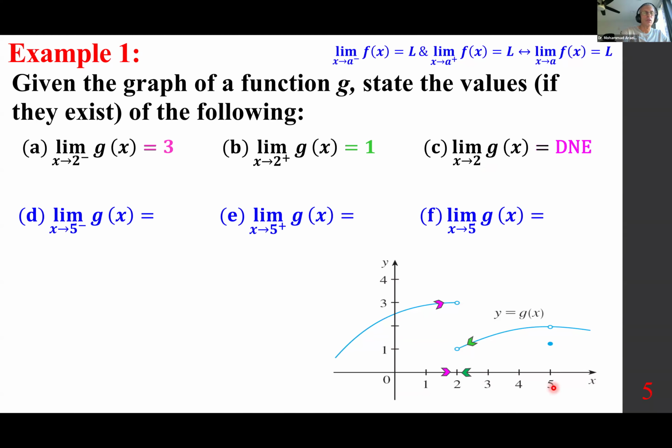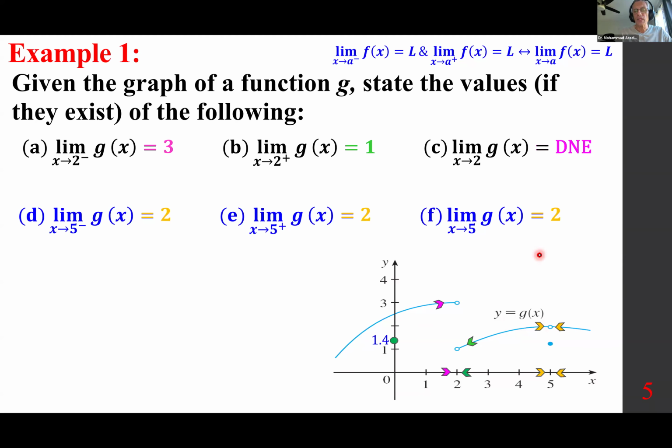And again, we're going to look at one-sided limits. So from the left and right of 5, we move this way and that way. In both cases, we are moving towards this hole, which has the y coordinate 2. They are identical. The limit of g of x as x approaches 5 exists, and it's equal to 2.